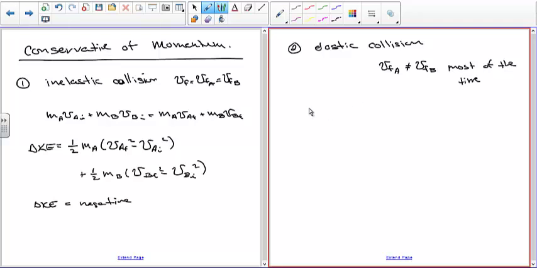The conservation of momentum equations don't change at all. The difference is that additional stipulation, that the two final velocities are the same, does not apply anymore.